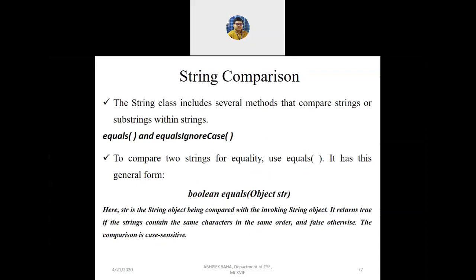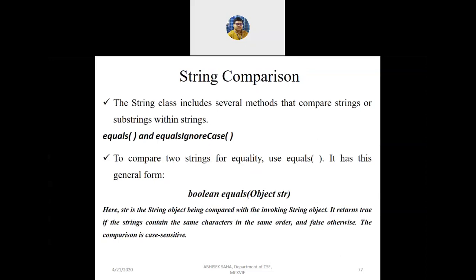Next, there is a very important function, equals. These functions, equals and equalsIgnoreCase, are basically used for comparing strings or substrings within strings. Inside the String class, there are several methods that compare strings or substrings within strings. So first we are going to learn the methods named equals and equalsIgnoreCase.